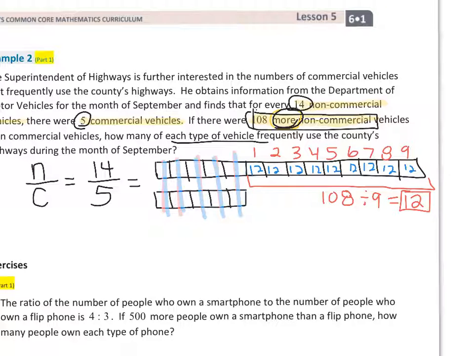So if in my tape diagram all the sections are equivalent, and each of those is 12, then that means all of them are 12. So then I'm going to extend this and put 12s in all of the other ones. So let's go ahead and do that. So we have 12 in each of these as well.